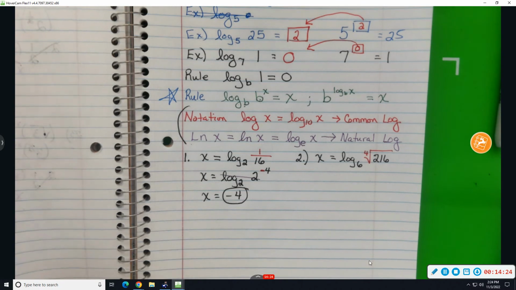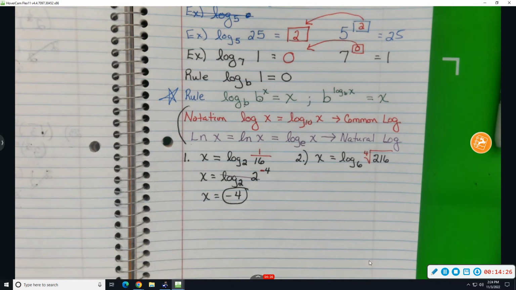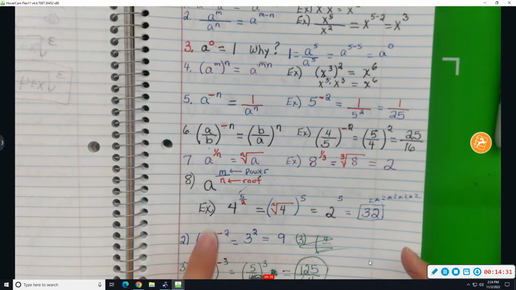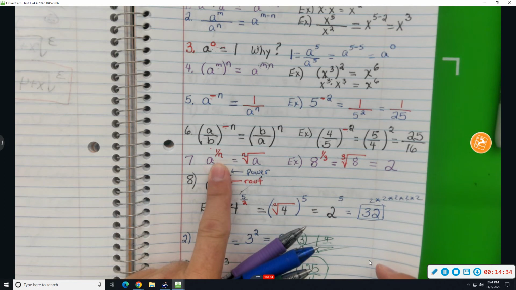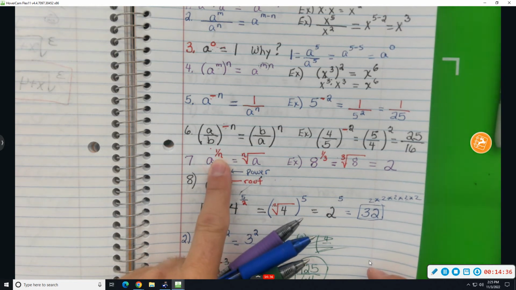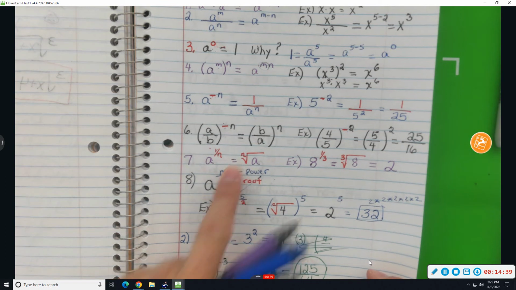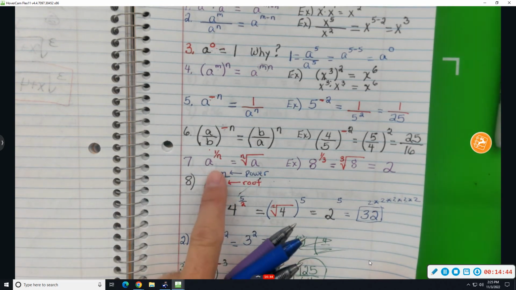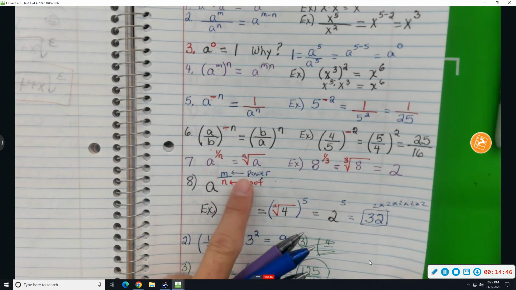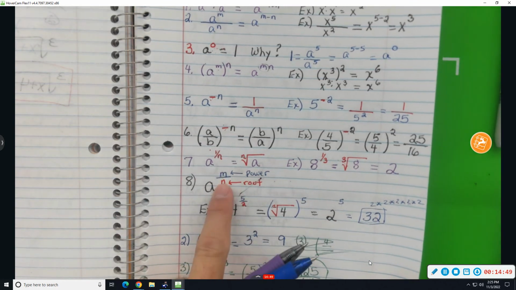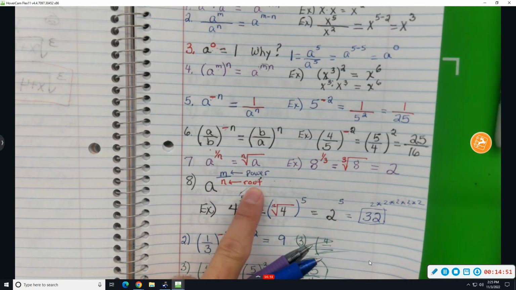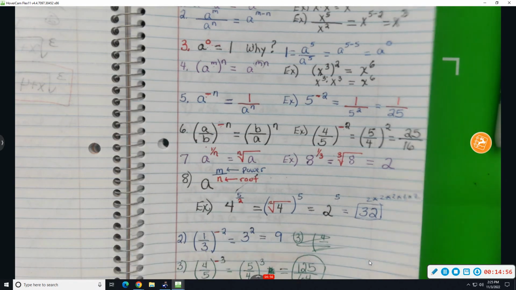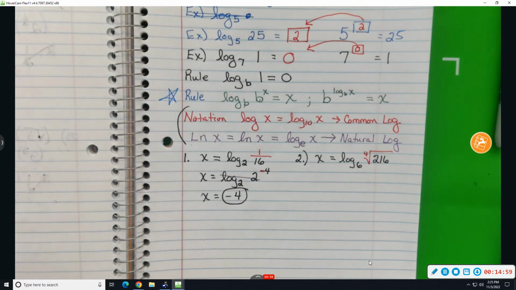Since we have that radical, let's look back at the rules that we had about radicals the last time. The definition of a fractional exponent: a 1 over n power means nth root. But if you have something other than 1 on top, the m over n power, the m, the top number, is the power, the bottom number is the root. Top number power, bottom number root.